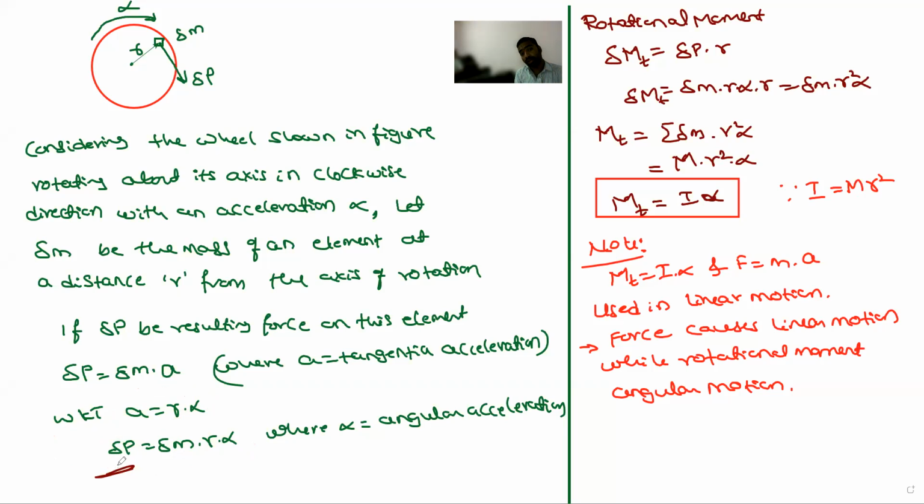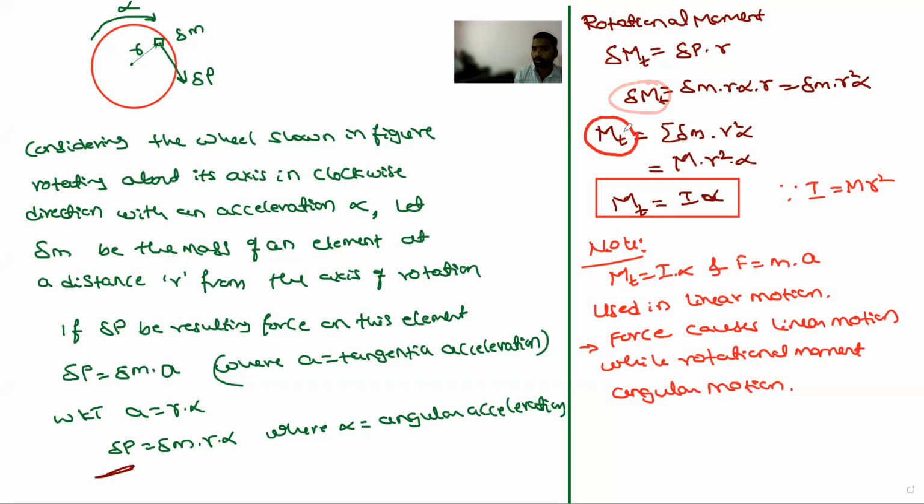Okay, I want the total rotational moment. First, the rotational moment is equal to delta P into perpendicular distance, which is r. Delta P value you have calculated. I have substituted and got the rotational moment on the elemental strip, that is equal to delta m r square alpha. This derivation is not asked in the exam. Just for your understanding purpose, I have given it. Then you got the small elemental moment.